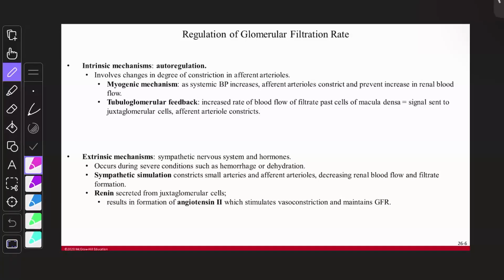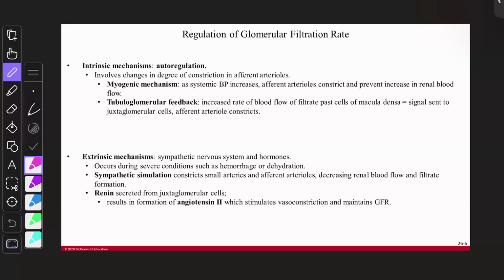Remember, we generated that pressure by allowing extra blood to come into that capillary bed. So if I vasoconstrict the afferent arteriole, I reduce the amount of blood that's coming in, which lowers the amount of blood in the capillary bed, and I don't have as much pressure building up.